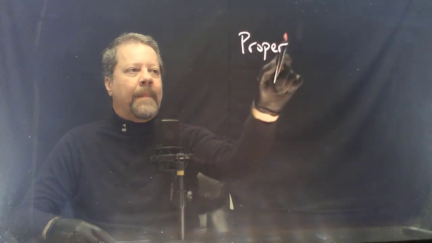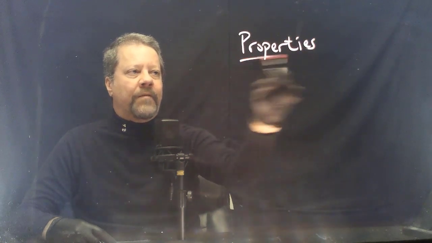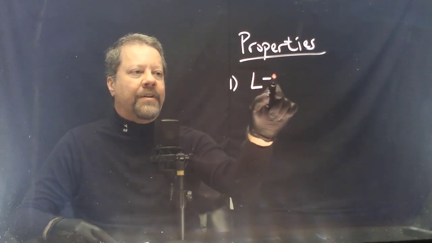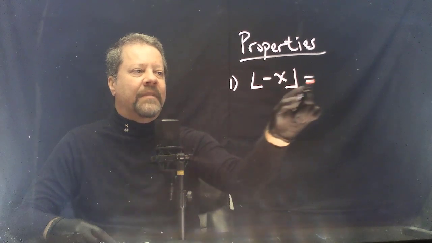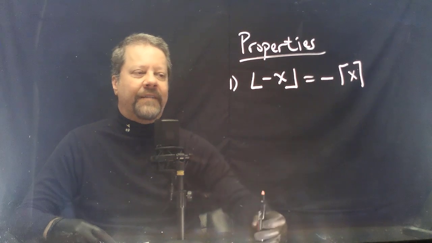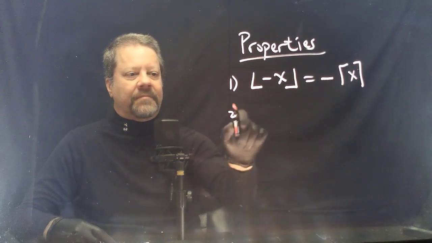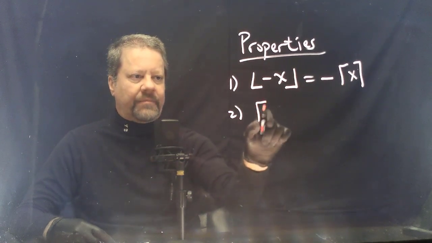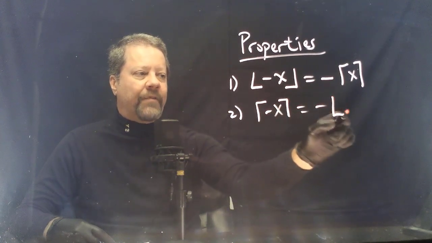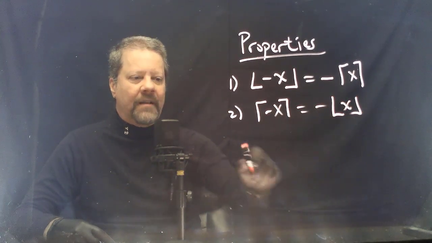There are some important properties for the floor and ceiling functions. First, if I have the floor function of negative x, that will output the negative of the ceiling function of x. What about negative x plugged into the ceiling? That's the negative floor function of x.